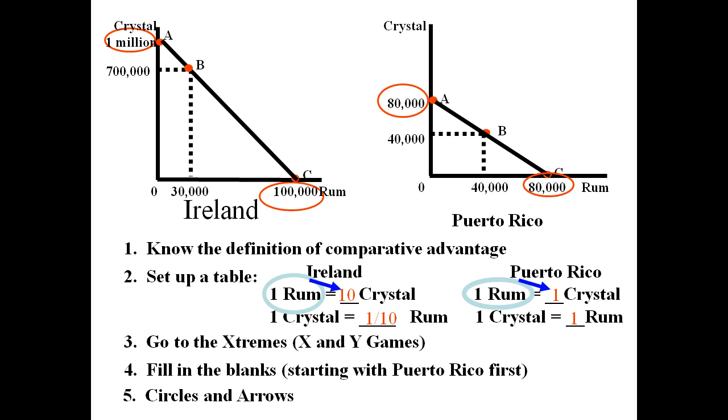Now let's take a look at crystal. Ireland, if they focus on making 1 crystal, gives up 1/10 of a rum. Puerto Rico, if they focus on making 1 crystal, gives up 1 rum. So Ireland gives up less rum. Therefore, Ireland has the comparative advantage in making crystal, and Puerto Rico has the comparative advantage in making rum, because they are giving up less to produce the other good.